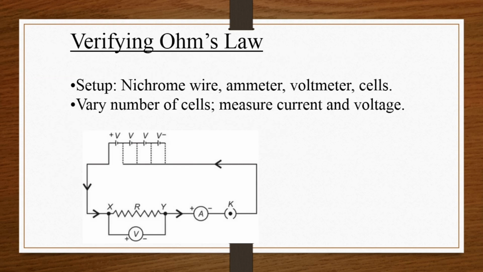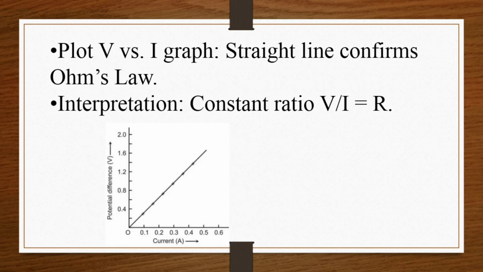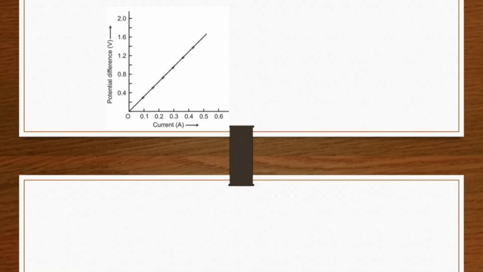Through a simple experiment with a nichrome wire, we showed that when we increase voltage, current increases, proving Ohm's law with a straight line V versus I graph. We also learned that resistance is equal to voltage divided by current. If resistance increases and voltage stays the same, current decreases. Understanding Ohm's law helps us design safe and efficient electric circuits from light bulbs to phone chargers.